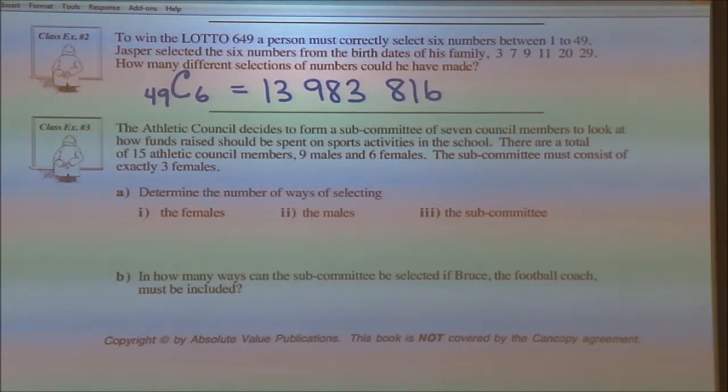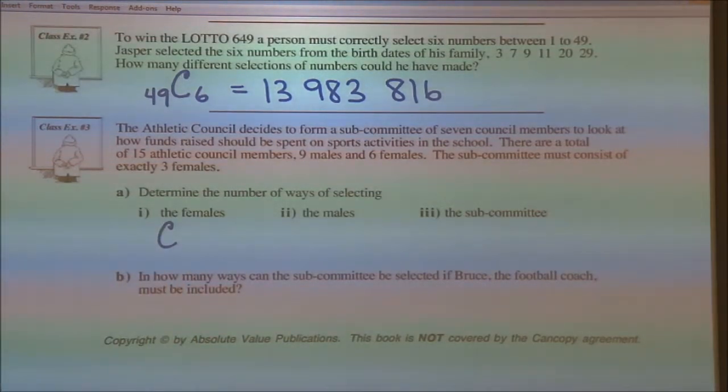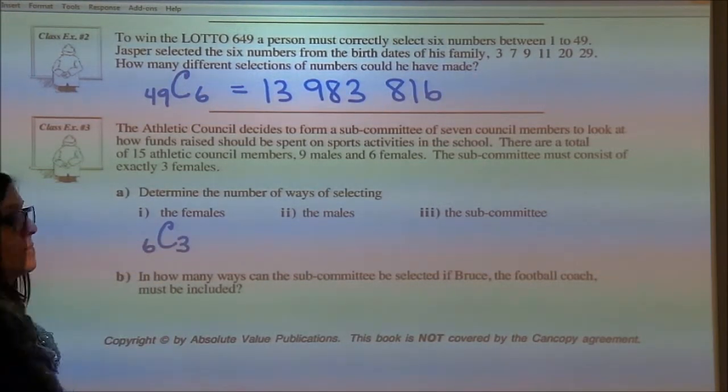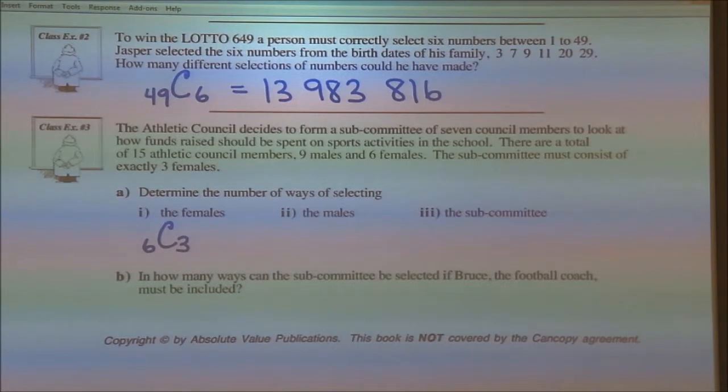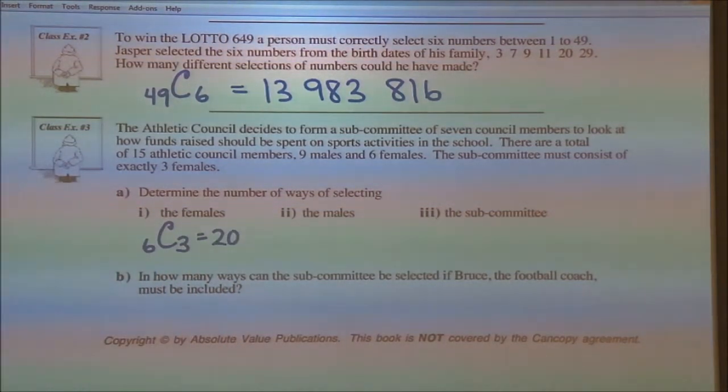So is order important? Does it matter which female is picked first? Okay, so that makes it a combination. How many females am I picking? And how many do I have to pick from? So what is 6C3? 20. Okay, so there's 20 ways to pick the females. What about the males? How many ways can I pick them?